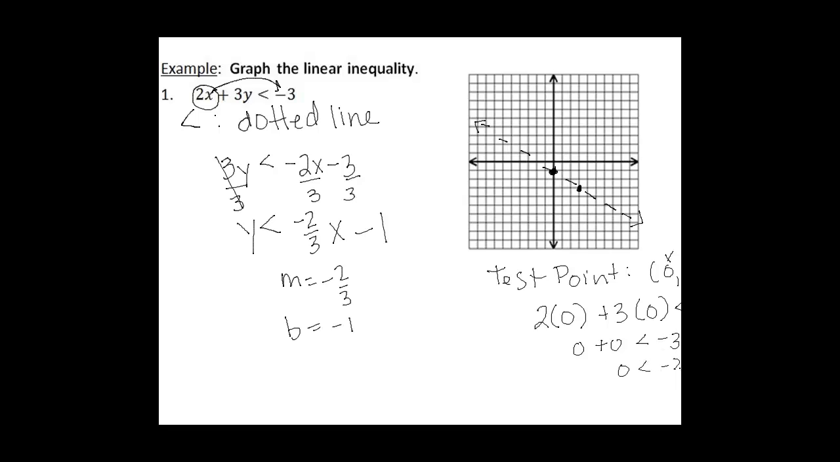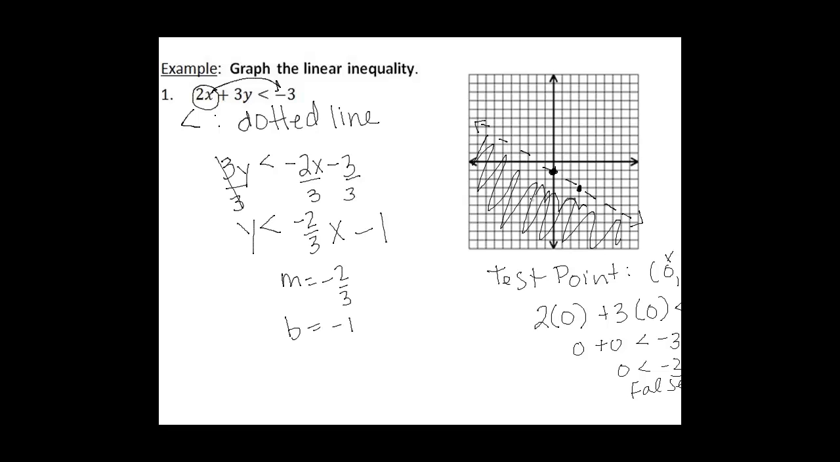Okay, well, hopefully you're seeing that that is a false statement. So I'm not going to be shading where my point 0, 0 is. So right here, I am not shading this region. I am going to be shading below the line. So I'm going to shade everything over here.